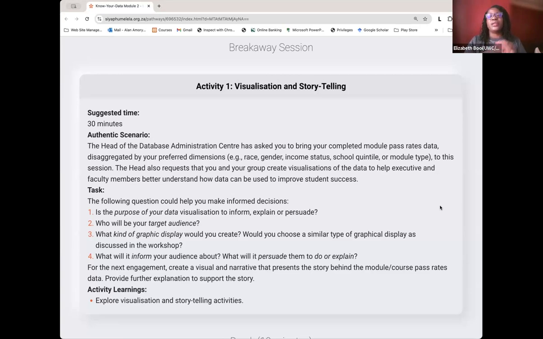Each individual university, now we're not going to say a group, individual university will tell us about their data. Thank you. You can now move to the breakout rooms.